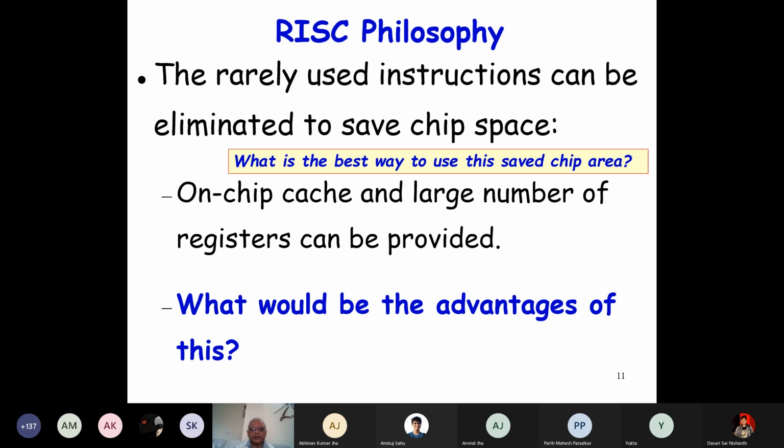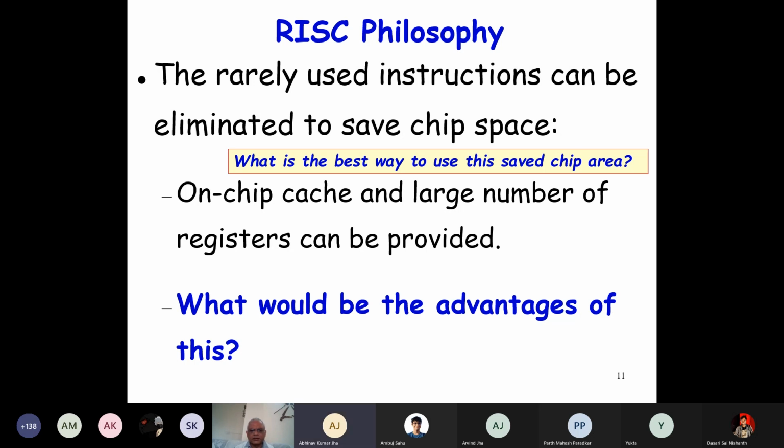So once we save a lot of chip area, we have on-chip cache and also increase the number of registers. And what is the advantage of having an on-chip cache and a larger number of registers? Like instead of 8 registers, we can have, let's say, 1024 registers. So what would be the speed? How will the speed increase?